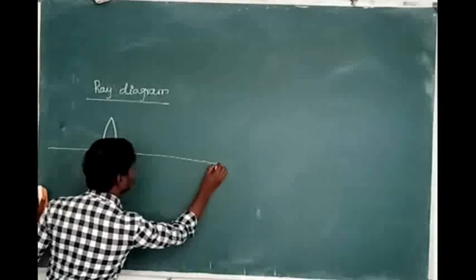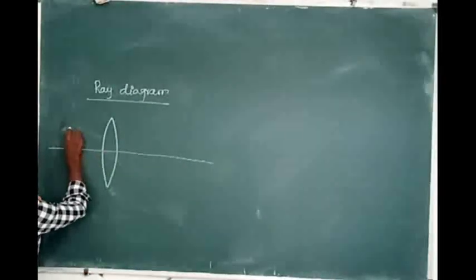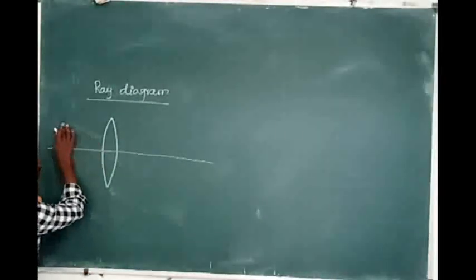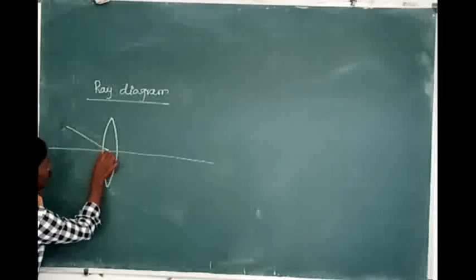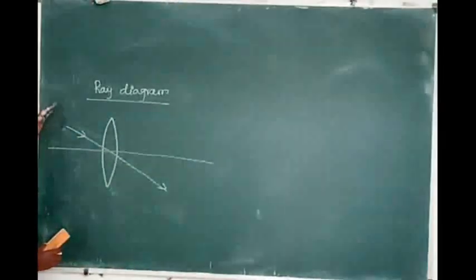Then it is a principal axis. Okay. The rays coming from the distant object, that distant object is nothing but a celestial body, because we are going to discuss the astronomical telescope. First, we take the ray passing through the optical center, that passes without any deviation. These rays are coming from where? These rays are coming from the distant object like a celestial body.